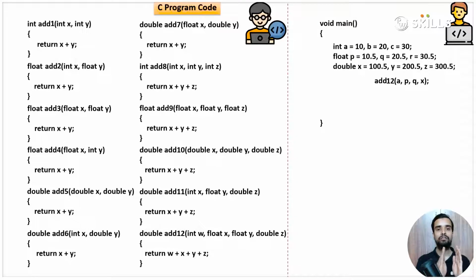Once the add 12 function is called, it is going to perform the addition operation and return the result back to me. And within my main function, I would like to hold that result, which happens to be a double type value, within another variable called sum like this. And in the next line, I would simply print the value of the variable sum onto the output screen.